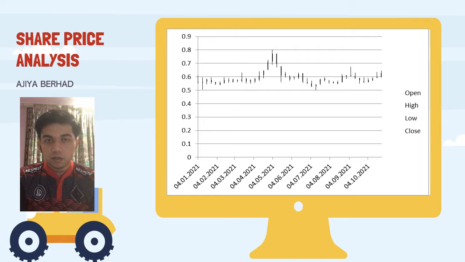Today I would like to talk about the share price analysis of Ajia Berhad. In the open high low close graph of Ajia Berhad, the graph shows that from January to April, slight fluctuation occurs. However, the graph starts rising in early April and reaches its peak in May. As we can see, the graph starts to show a significant drop from June until August. The graph shows the occurrence of instability until October and continues showing a positive line from early October onwards.